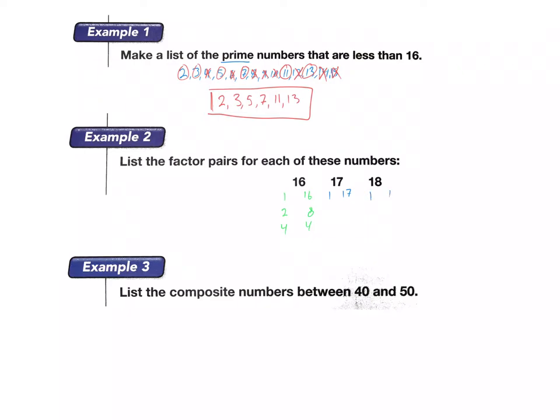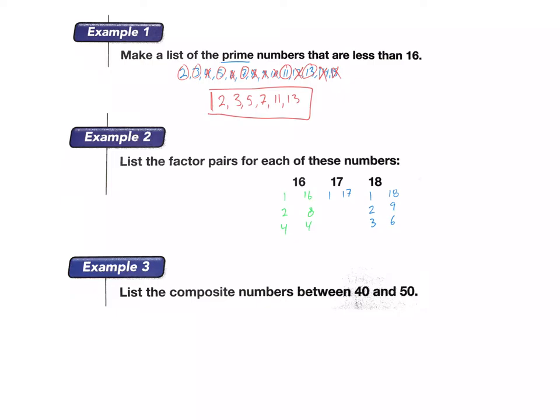18, I have 1 times 18. I have 2 times 9. 3 times 6. 4 doesn't, and 5 doesn't. So those are all my factor pairs for that one. Notice 16 and 18 are what we call composite numbers, and 17 is a prime number.